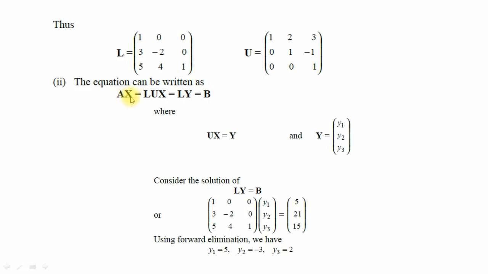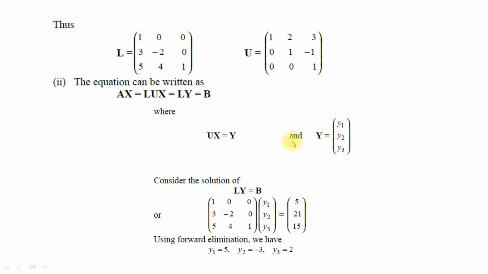Now in the second step, since we have the lower triangular matrix and the upper triangular matrix, we can write AX is equal to LU, replacing A by LU, so AX is equal to LUX. We can write this as LY, and LY is equal to B. Here UX is equal to Y. Now to find the column matrix Y, using UX is equal to Y, Y is the column matrix y1, y2, y3.